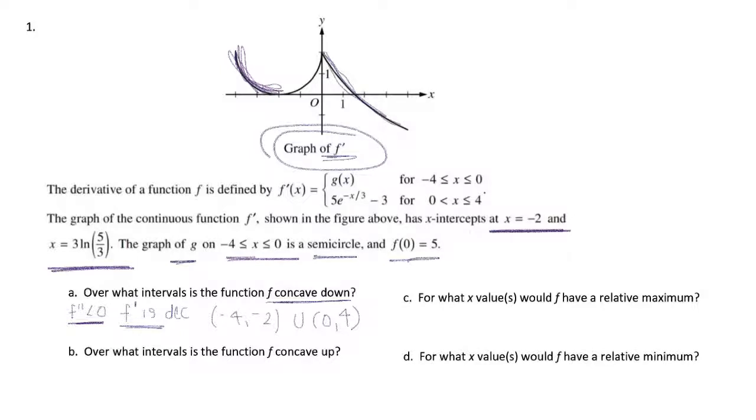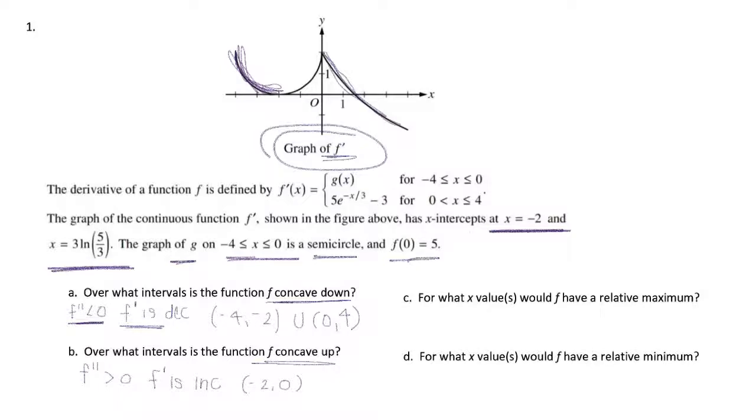Okay, by the same idea, we need to talk about over what intervals our function f would be concave up. We know f is concave up when the second derivative is positive, which we can conclude means f prime is increasing. And so looking at our graph, we see that f prime is increasing over the interval from -2 to 0.